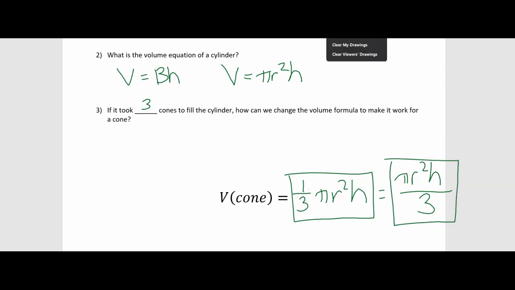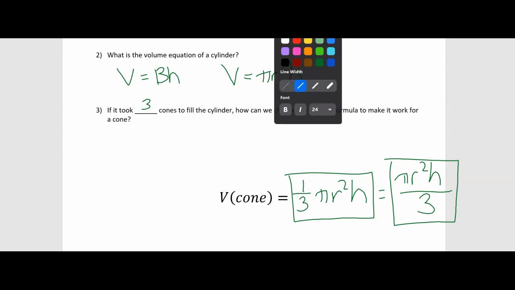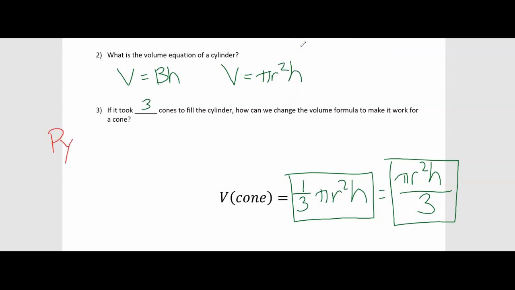What's nice is that we can generalize this to all general cones, which include the pyramids as well. So the volume of a pyramid, and this is regardless of what the base is, is also going to be 1/3 the area of the base times the height. So regardless of whether it's a pyramid or a cone, it's going to be 1/3 of what that prism would be if it had that base, or what that cylinder would be if it had that base.